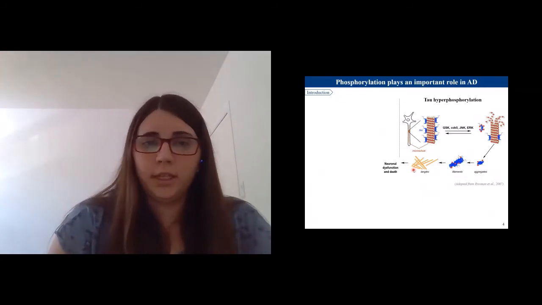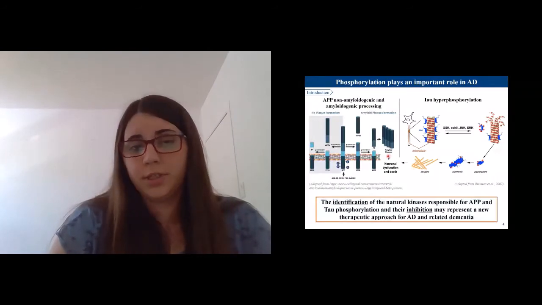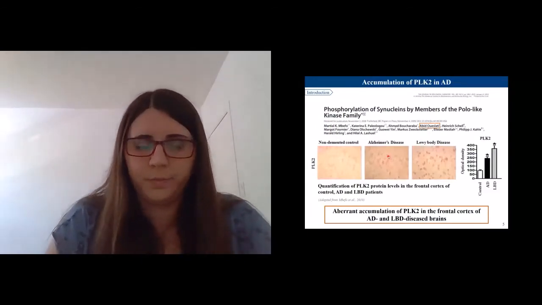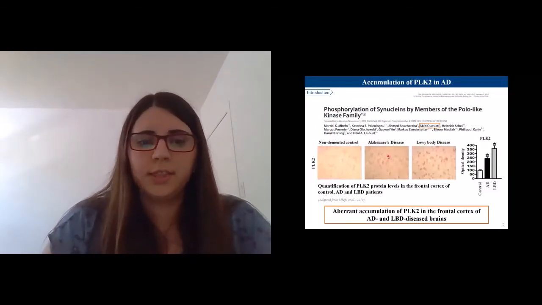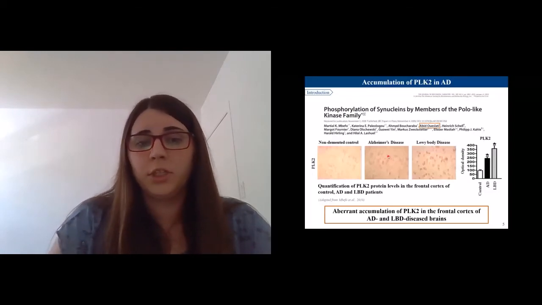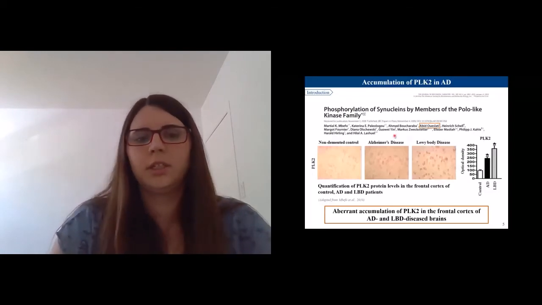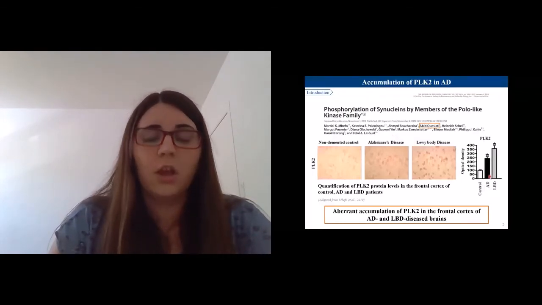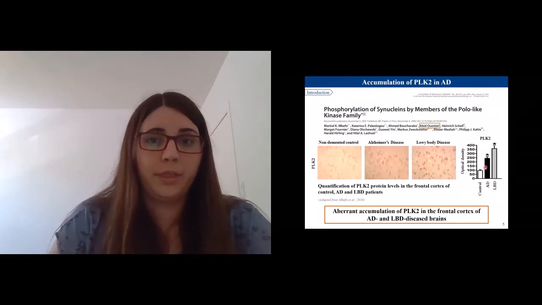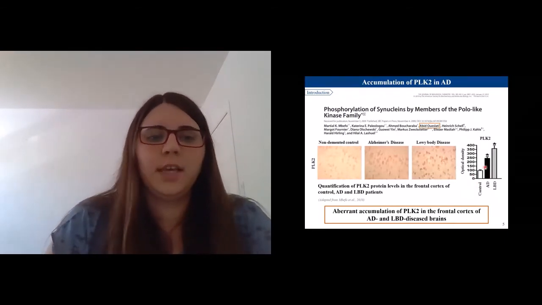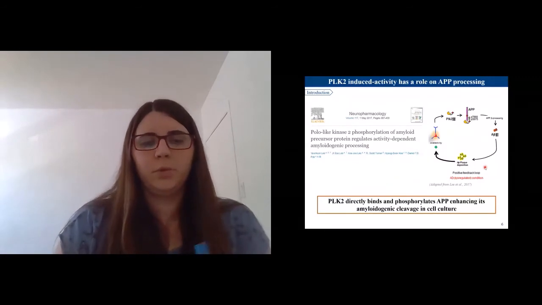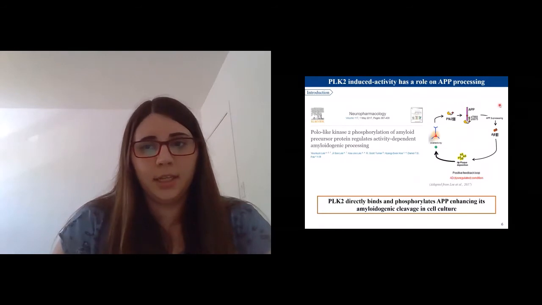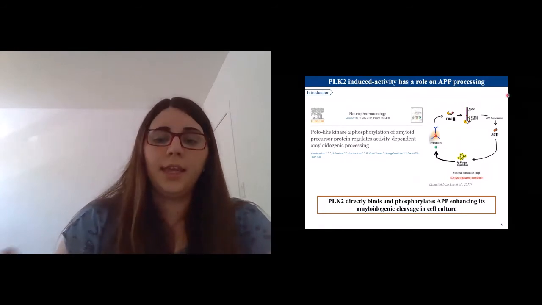And well, in this context, our laboratory is interested in a kinase named polo-like kinase 2 or PLK2. So why PLK2? First, because some studies have reported a dramatic accumulation of PLK2 in the frontal cortex of patients suffering from Alzheimer's disease, as you can see by this twofold increase of PLK2 levels when compared to healthy controls. And other studies have suggested a direct interaction between PLK2 and APP. So PLK2 will phosphorylate APP, enhancing its amyloidogenic processing in cell culture.